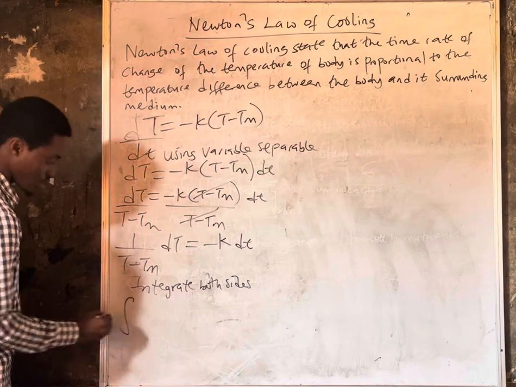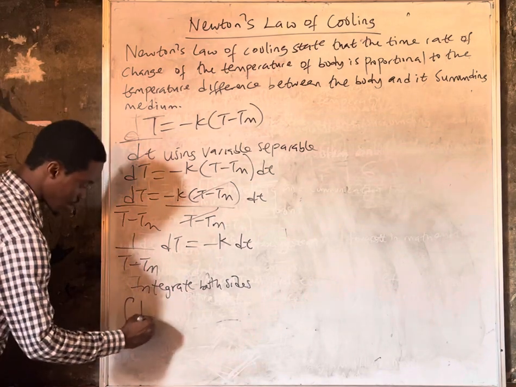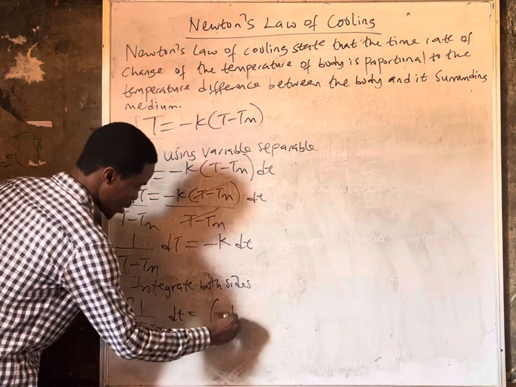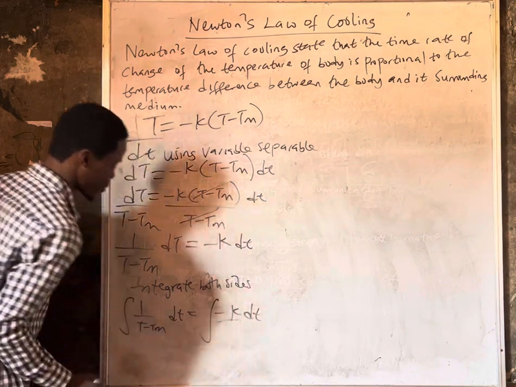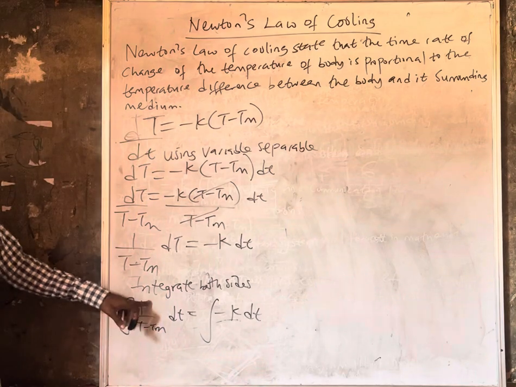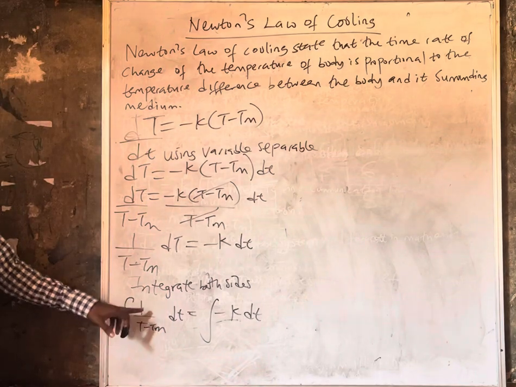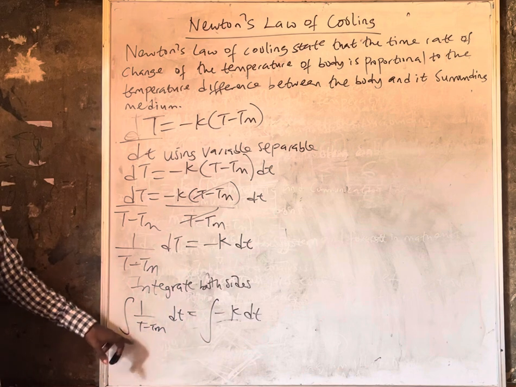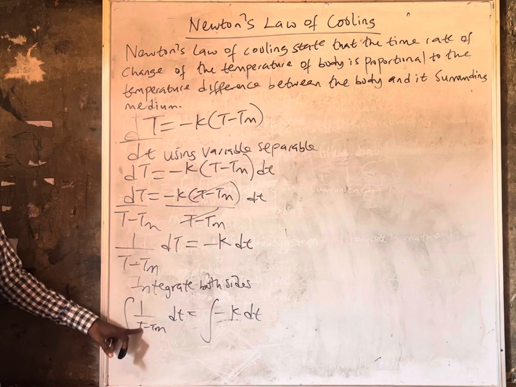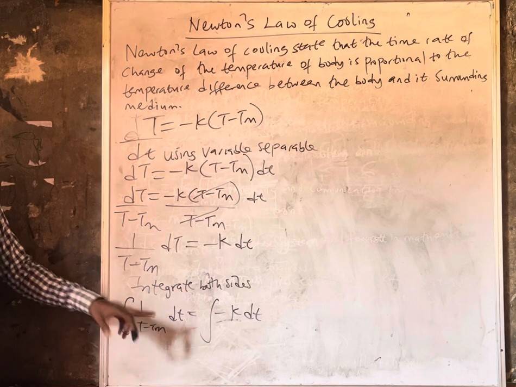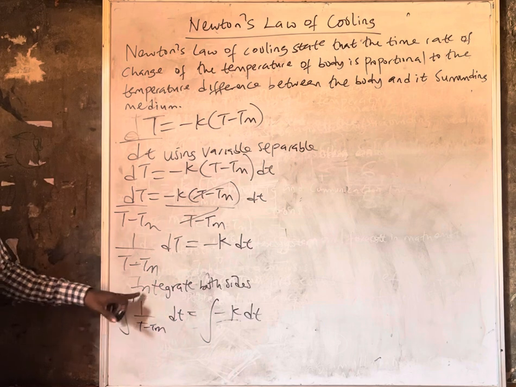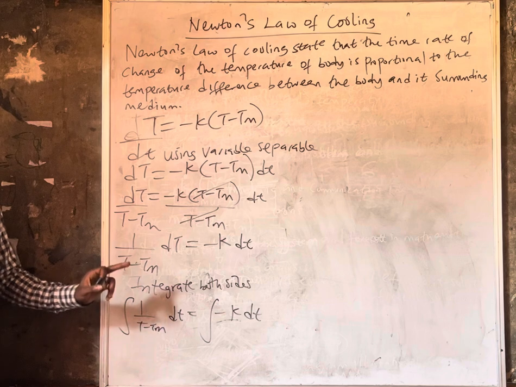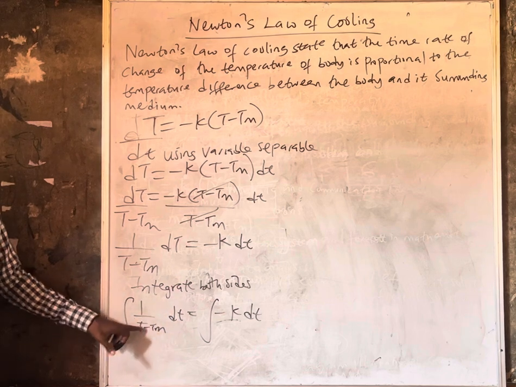Integrating both sides, we get the integral of 1 over (T minus Tm) dT is equal to the integral of minus k dt. Remember that when you have a constant, this is a standard integral. If you are integrating a standard integral, we have to put our exponential to it. If you differentiate the denominator, we are going to get 1 minus 0, so we get 1 over 1, which will multiply this. We now add the exponential to it, as our standard integral.